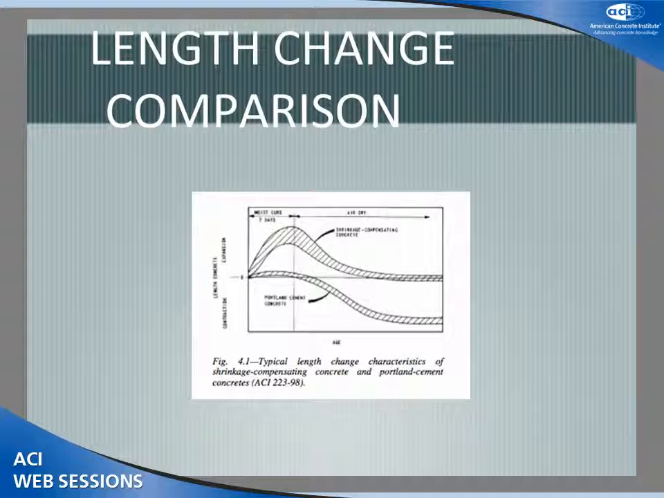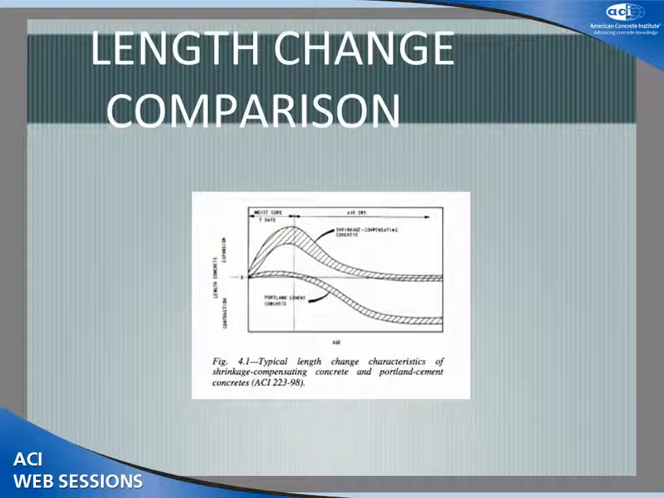When the curve crosses the horizontal axis, which represents the as-placed volume of concrete, the concrete goes into tension and shrinkage cracking forces start to develop. As the tension stresses continue to develop, they reach a point where they exceed the tensile strength of curing concrete and shrinkage cracks develop. Now, the upper curve represents a shrinkage-compensating concrete.